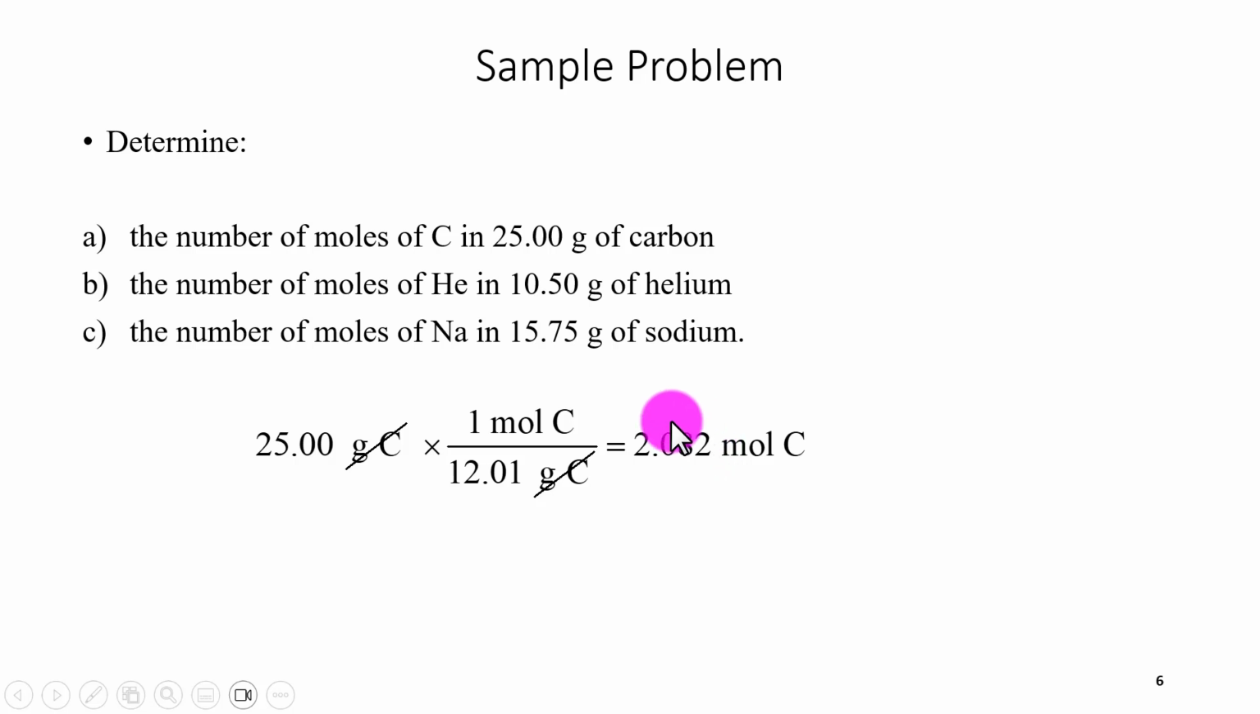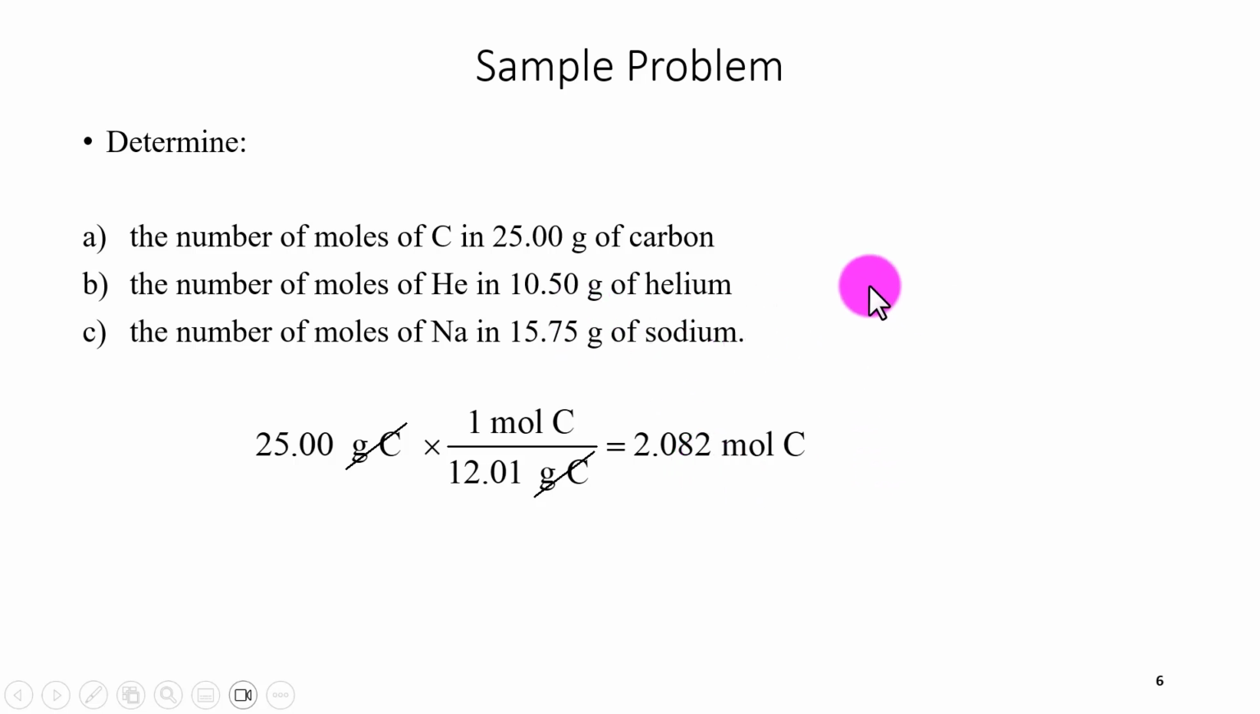Note that my answer has 4 significant digits because my number here has 4 significant digits. This is considered an exact number because it is my conversion factor. We do not count these numbers when we look for significant digits. Only the measurement, and this has 4 digits because that decimal point makes these trailing zeros significant. I have 4 significant digits here, therefore my answer will have 4 significant digits.